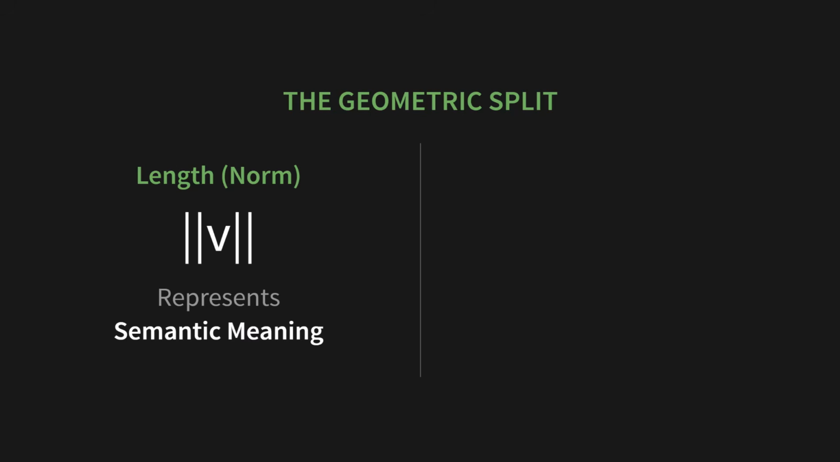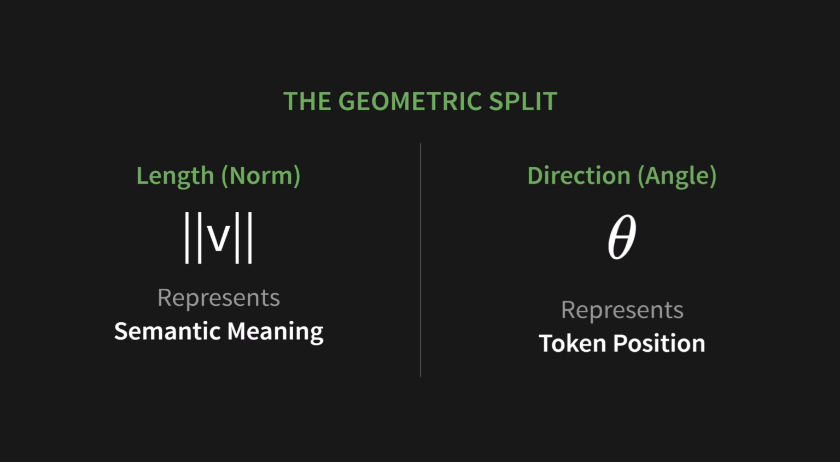First, the length of the vector, its norm, continues to represent the semantic meaning of the word, the what. And second, the direction of the vector, its angle, now represents the token position, the where. Do you see how brilliant this is? We can now change the position just by changing the direction without touching the length, and therefore without corrupting the original meaning. It's a perfect separation of concerns.